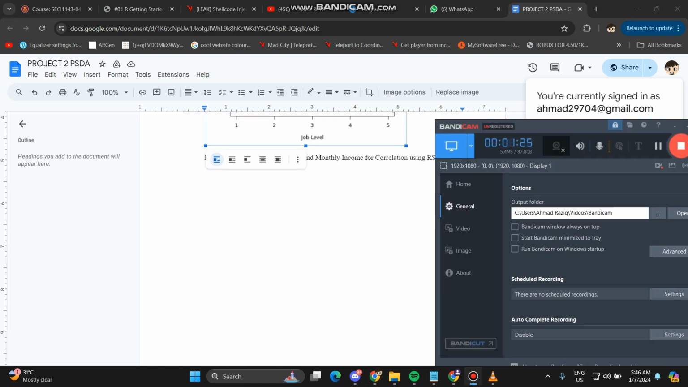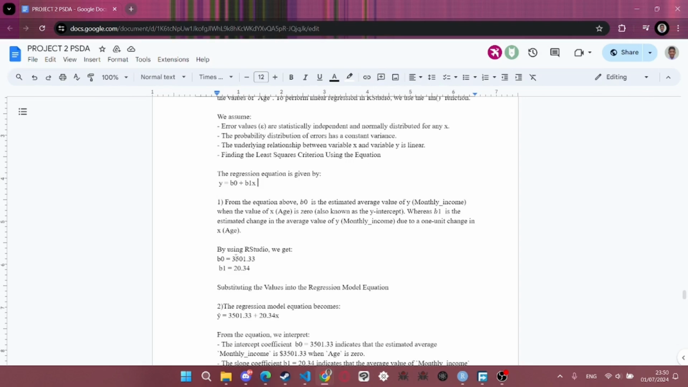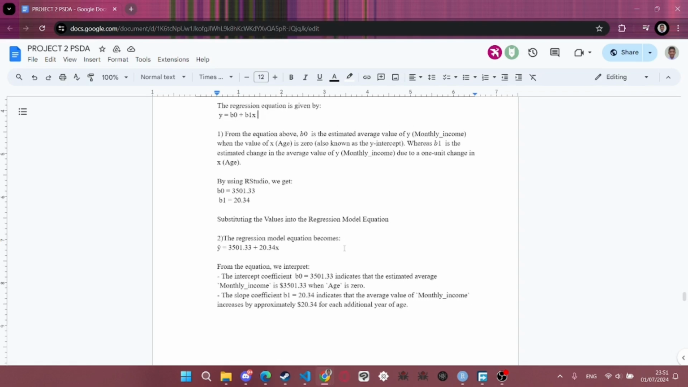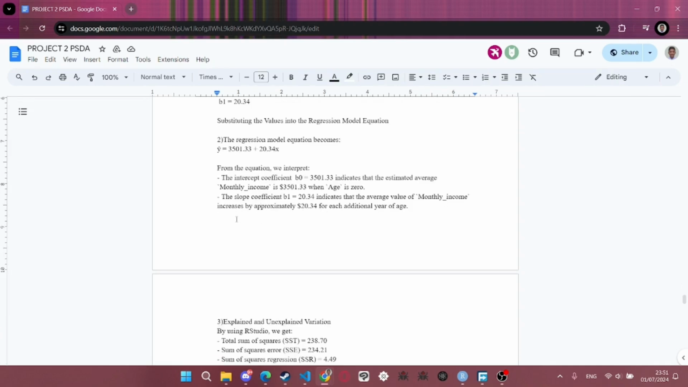So first, the regression equation is given by y equals beta 0 plus beta 1 x. By using RStudio, we get beta 0 equals 3501.33 and beta 1 equals 20.34. Then the regression model equation becomes y hat equals 3501.33 plus 20.34x.